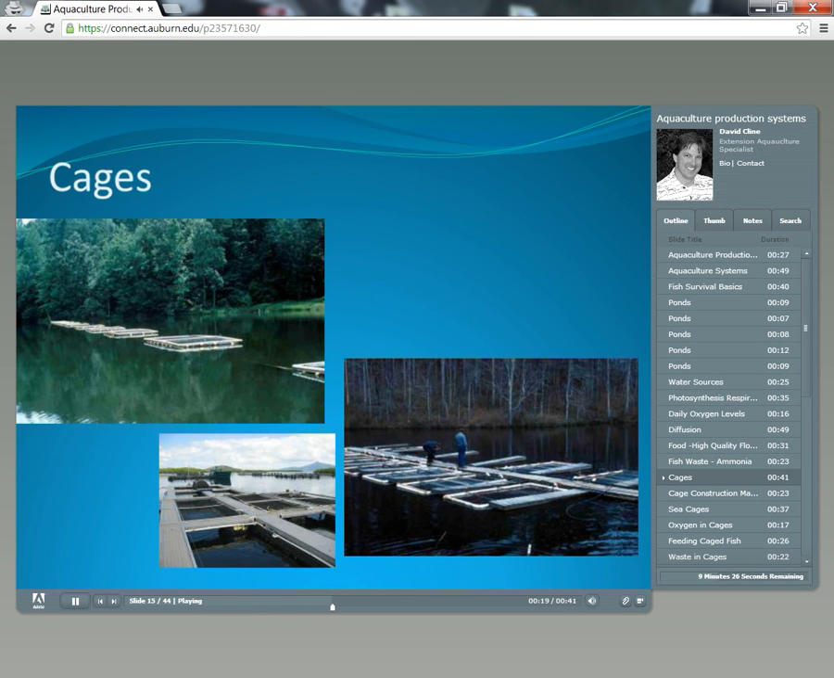Cage culture generally involves taking all the fish you would normally allow to roam free in the pond and putting them in one place. Cages can range in size from 1 cubic meter for a small cage to as large as 100 cubic meters. In freshwater, you can grow a variety of fish in cages, including tilapia, catfish, striped bass, and sometimes trout.